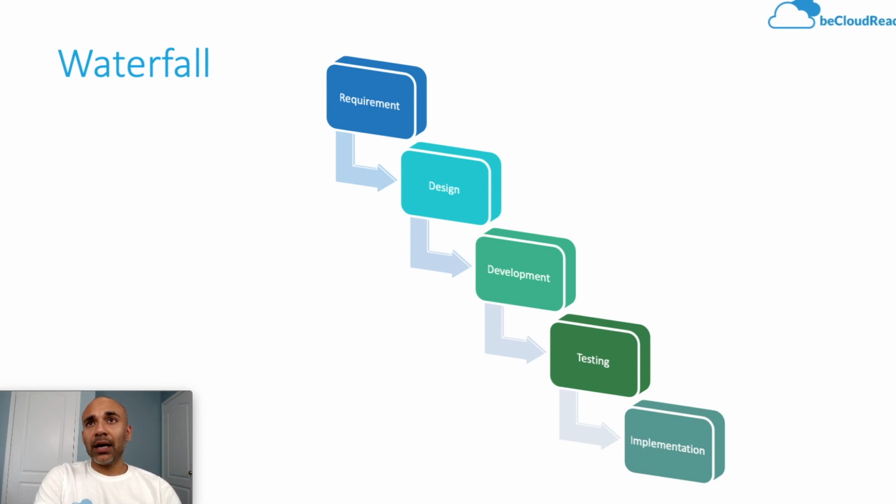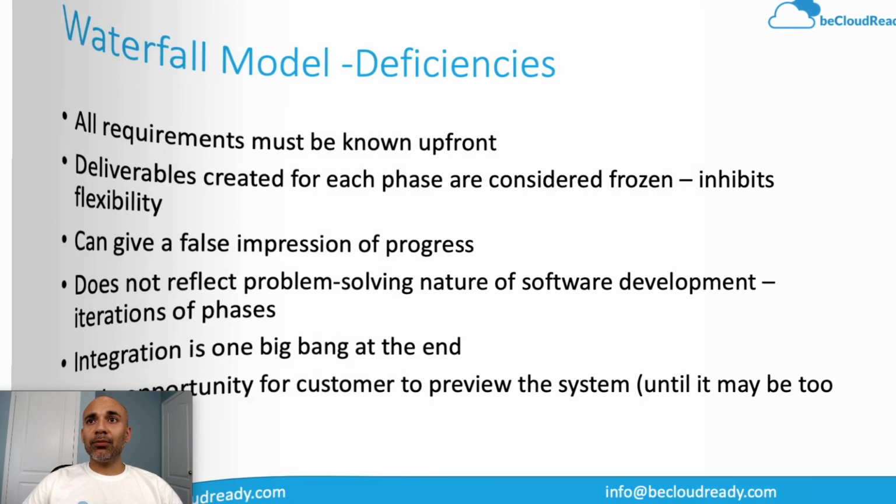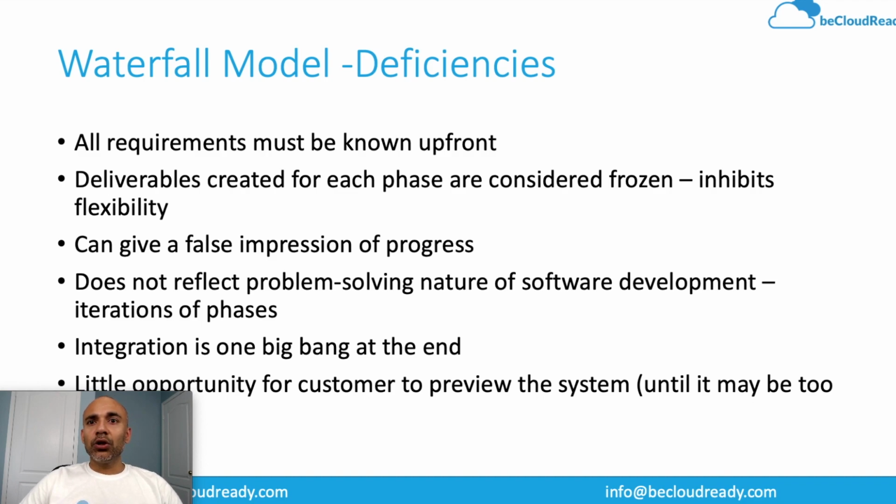Waterfall has a lot of good things, but it also has some deficiencies, which I can quickly highlight. First, as I already mentioned, all requirements must be known upfront. The deliverable created in each phase is considered frozen. It means once you have gone through the requirement phase and you are in the design and development phase, you are not supposed to go back and change anything. That creates a really rigid structure. This rigid structure works very well for some well-established businesses, where processes are defined, every stakeholder agrees, signs, and approves, and they move ahead with that.